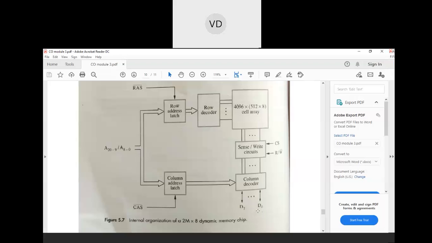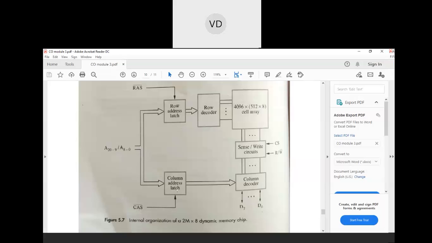In the sense, only 8 bits of data is required. So there are 8 groups, is it not? Out of these 8 groups, which group is to be selected? That is again given by this column address. So the column address, when the CAS signal, that is column address strobe, is active, that time the column address is generated and latched into this column address latch block.